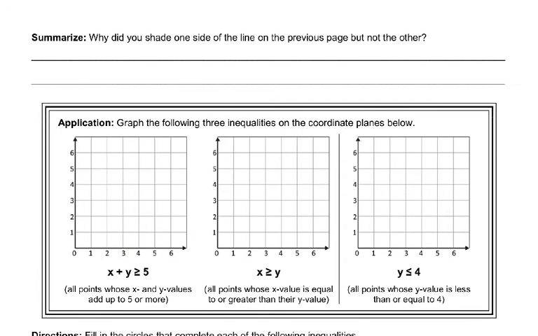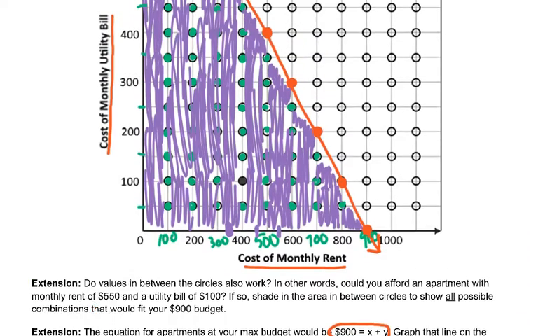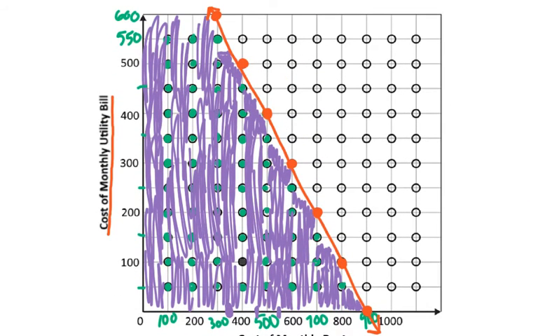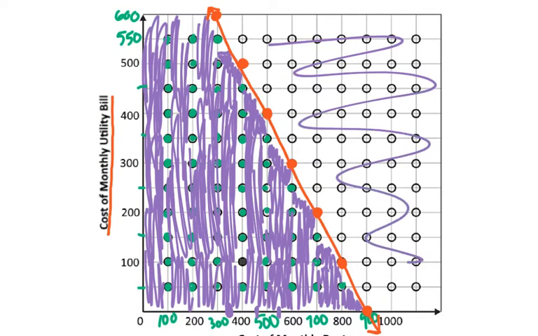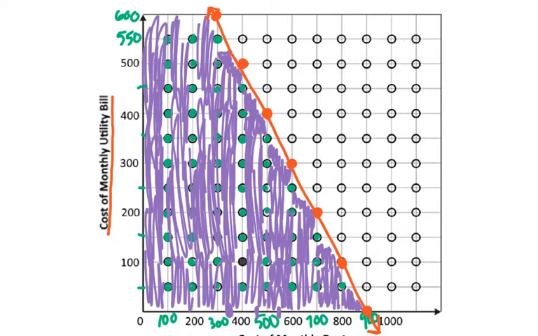Okay, so now take a second to think, why did we shade one side of the line on the previous page but not the other? So looking back at this picture, how come we didn't pick any of the points over here to shade in? Well, if we take a look at them, right, this is a rent of $1,000. I can't afford that. And while this represents the rent value of $600, my utilities are $500, and together that's over $1,000. I can't afford that either.